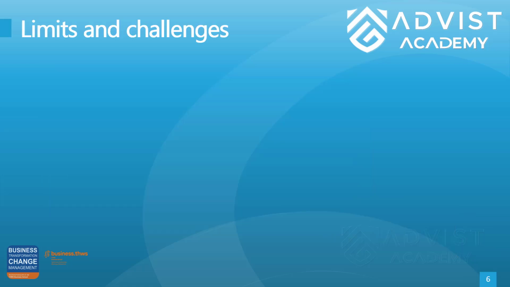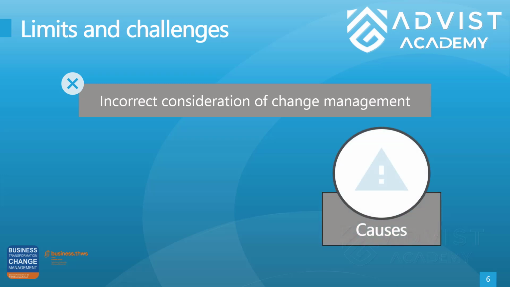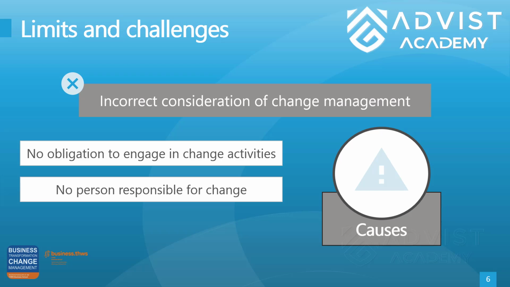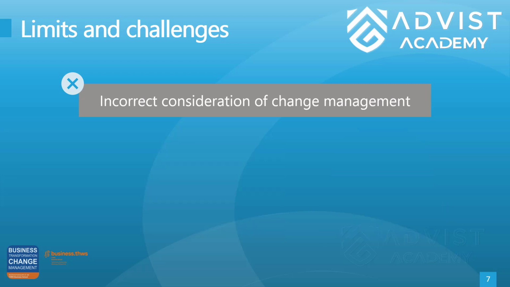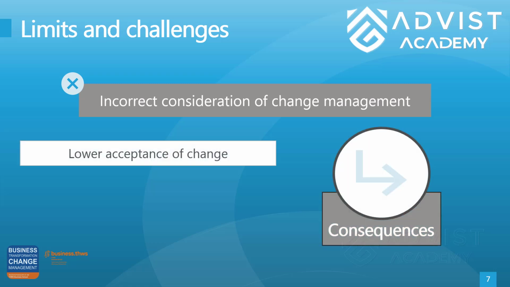In practice, however, it often becomes apparent that change management is considered too late, too weakly, or not at all. The reasons for this insufficient consideration are, on the one hand, that change activities in SAP Activate are not mandatory. On the other hand, responsibility for these activities and tasks is not clearly defined. In addition, the focus is often placed on technology rather than on the people who are actually responsible for making change successful. This leads to lower acceptance of change within the organization and can trigger resistance among end users.